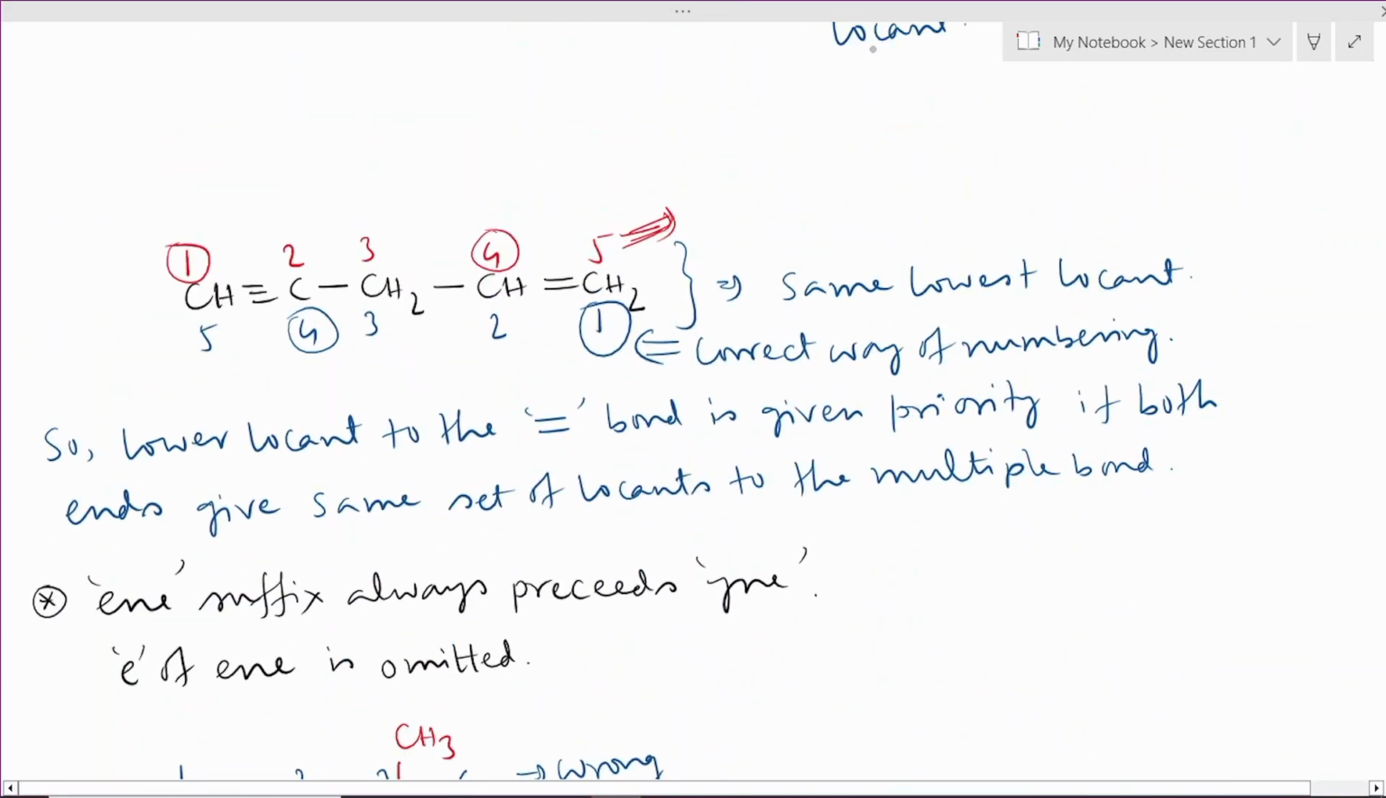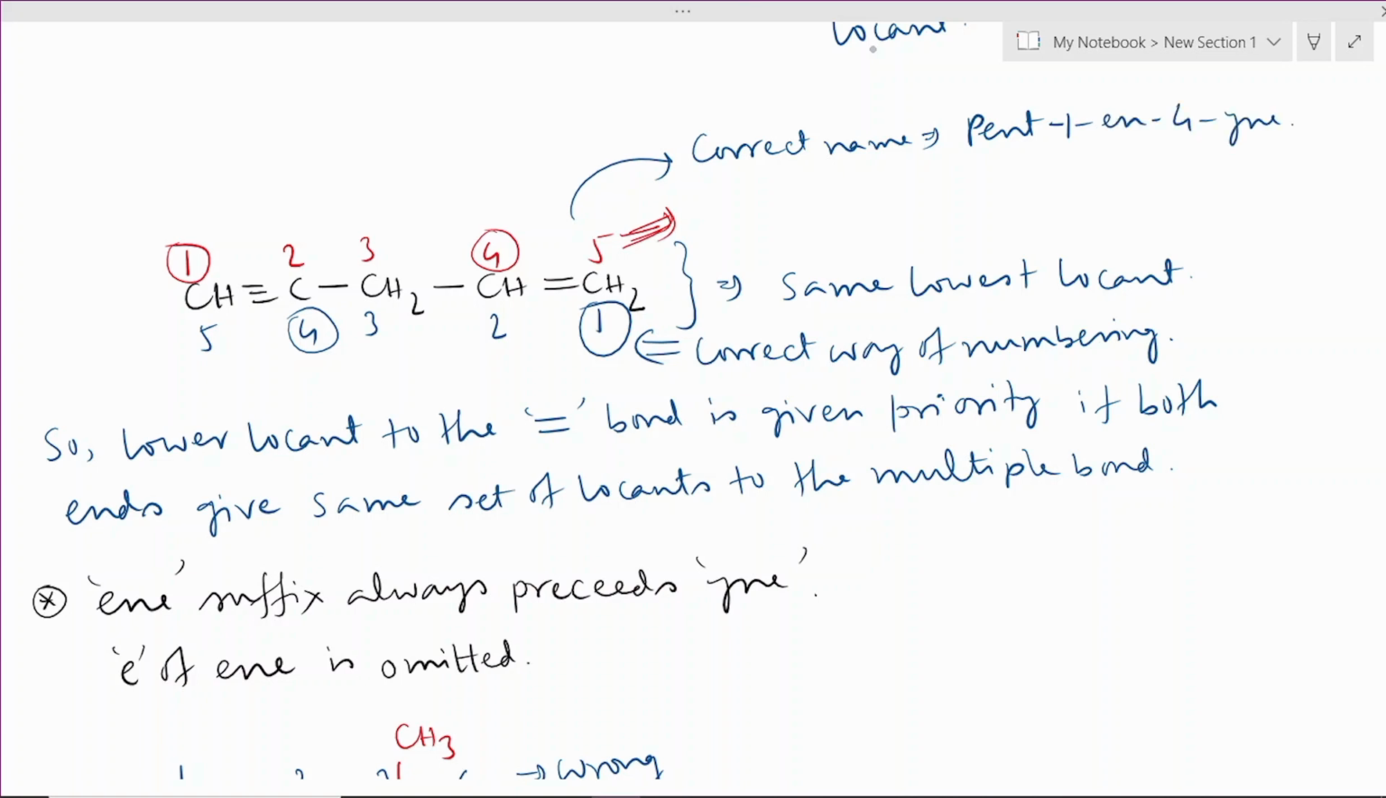Similarly, for this compound, the correct name will be pent-1-en-4-yne. As this carbon chain contains 5 carbons, it will be pent, and in the 1 position a double bond is there, so it will be en, and the e is omitted, and 4-yne.